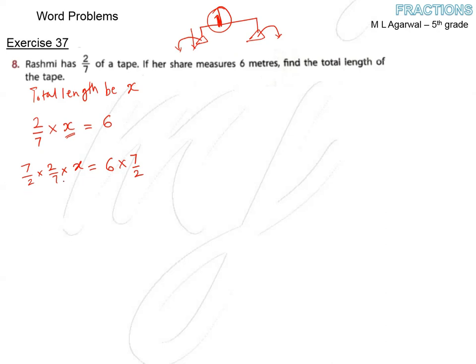So 7 and 7 get cut. 2 and 2 get cut. I am left with only x here. And here I can say 2 1s are 2 and 2 3s are 6. So 7 3s are 21. So my x becomes 21 meters. So the total length of the tape is 21 meters. Correct? Now, how do we do it in the block diagram?